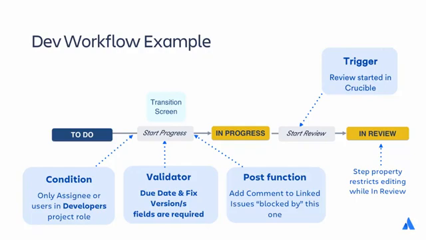If not, the transition's post functions are not executed and the issue does not progress to in progress. If validation passes, the default post functions are executed and an additional configured post function adds a comment, to all linked issues which use the blocked by link type, to say that work has been started on this blocker issue. There is another transition called start review. There's a trigger configured on this transition. When a review is started in Crucible, the related Jira issue is automatically transitioned from in progress to in review. And finally, there's a step property configured on the in review status so that no one can edit while the code is being reviewed.